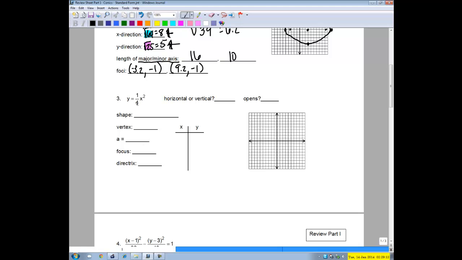This is a parabola. Anytime that you have the table, it's going to be a parabola. Is it horizontal or vertical? You find that by what is listed first. In this case, the y is first, so it is vertical. And then it opens. You do that by if there is a plus or a minus right here. In this case, it is a positive number, so it opens up.